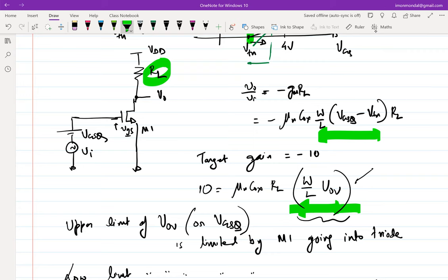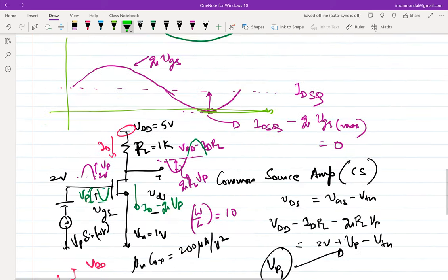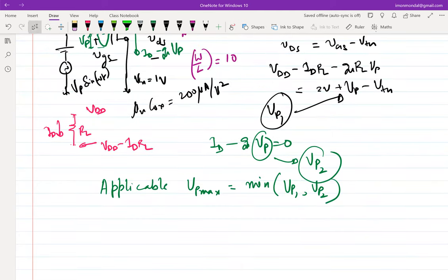Which one will you choose? You need another constraint. This is one equation. If I tell you, just choose the one for which you can apply the maximum sine wave without clipping, without the transistor going into cutoff or out of the saturation region, that gives you another constraint. Right? So this is one constraint, and from this maximum and minimum condition, you will get another constraint. You get those two, and you will get the maximum amplitude of the sine wave that you can apply.